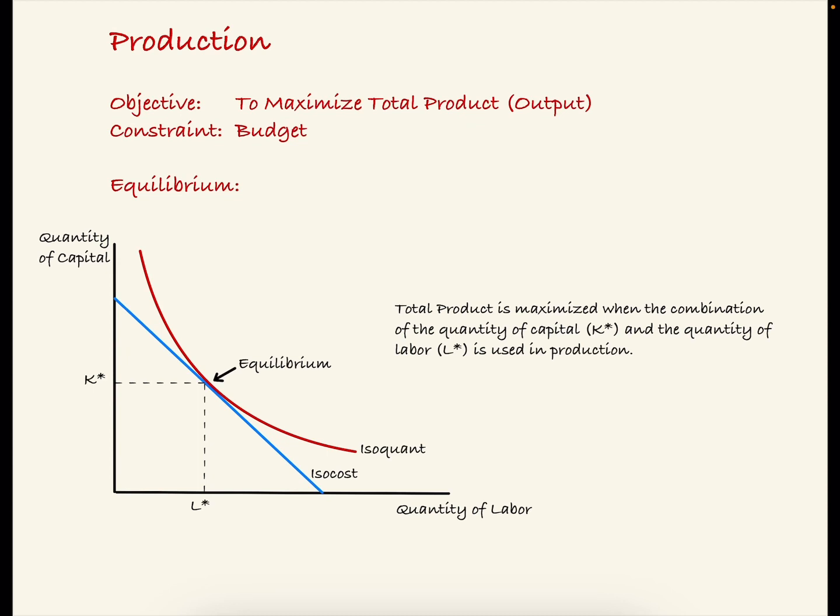In summary, the producer's objective is to maximize total product, or output, but they must consider their constraint, which is their budget. This brings us to equilibrium. We have our isoquant in red and our isocost in blue. The equilibrium point is where the isoquant holds a tangency point with the isocost. You can see the quantity of capital, K star, at equilibrium, and the quantity of labor, L star, at equilibrium. Total product is maximized when the combination of the quantity of capital, K star, and the quantity of labor, L star, is used in production.